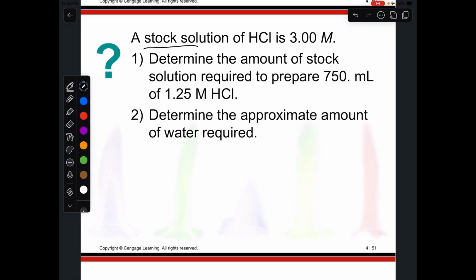So let's go ahead and do one more example here. We have a stock solution. Again, stock usually means the concentrated. The HCl is 3 molar, or 3 molarity, and we want to create 750 mL of 1.25 molarity. So why don't you pause the video and try this calculation on your own, and then you can check your answer with me.